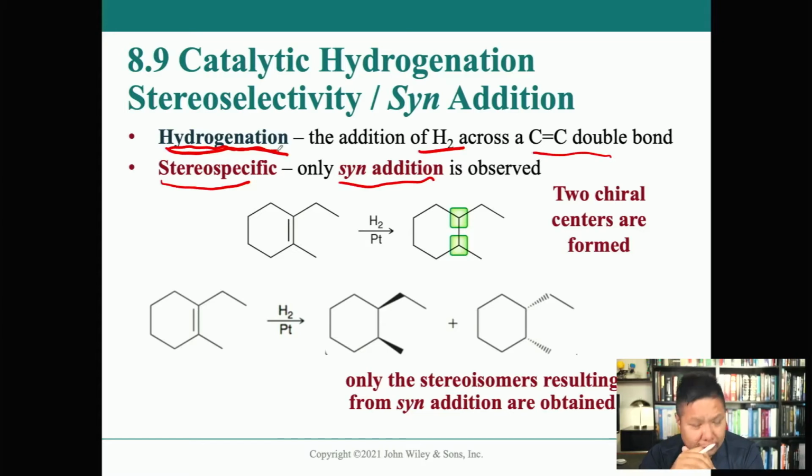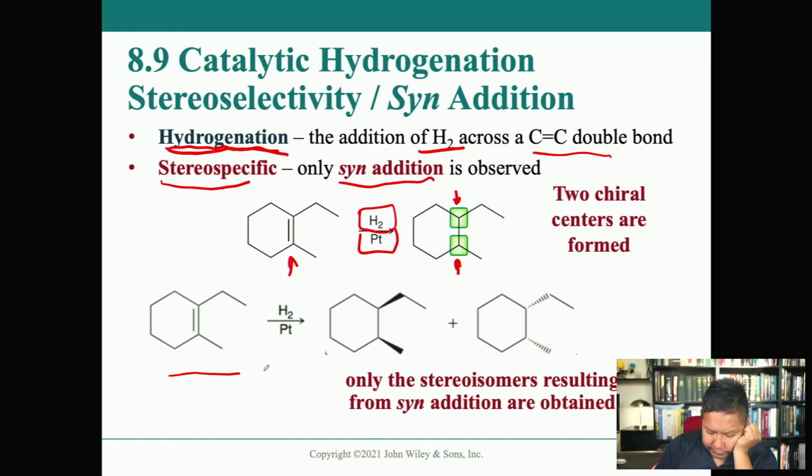So, to do a hydrogenation reaction across a double bond, as you see here, all it needs is hydrogen gas and a catalyst. In this case, the catalyst is platinum. When this reaction occurs, you get two chiral centers, which makes sense because you are turning the double bond on those two carbons into single bonds, and now you have four different substituents on each of those carbons.